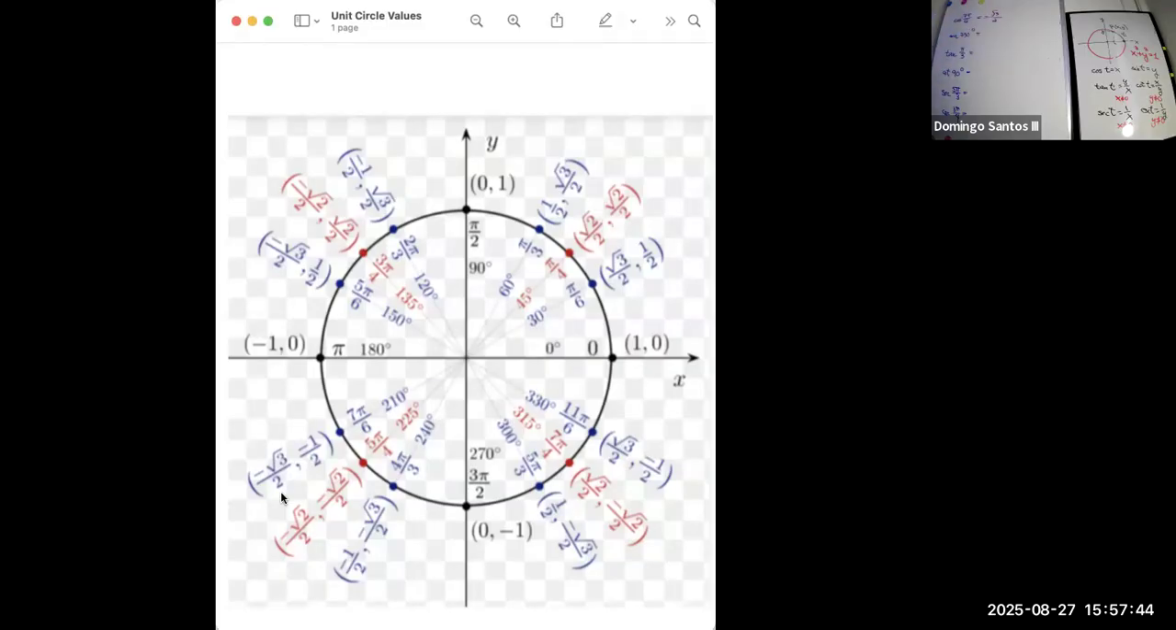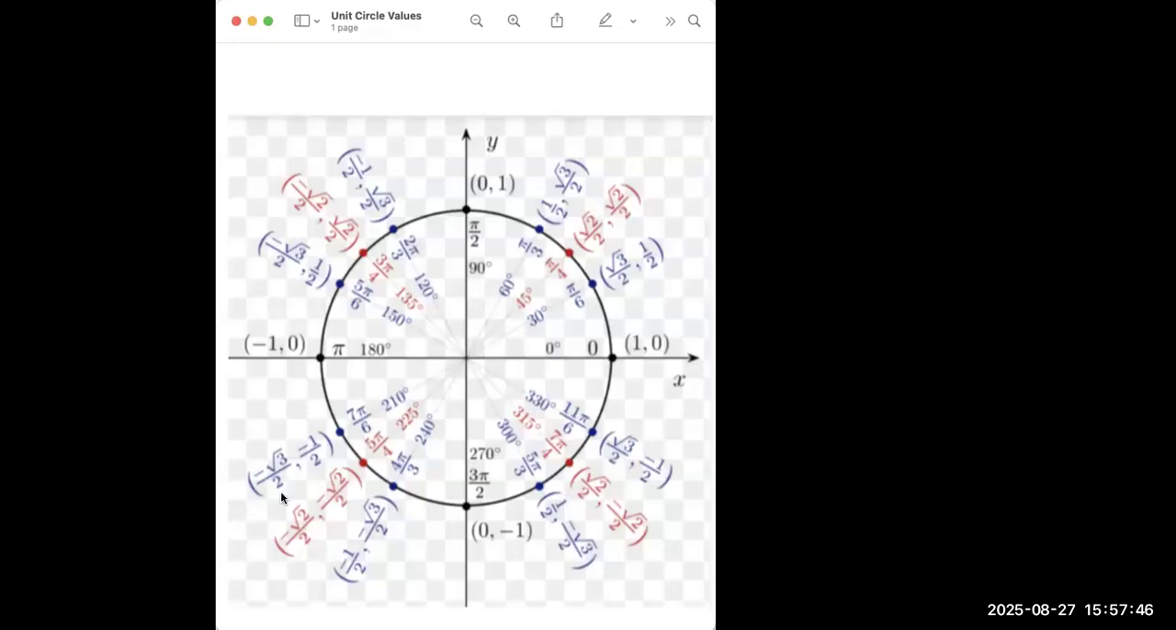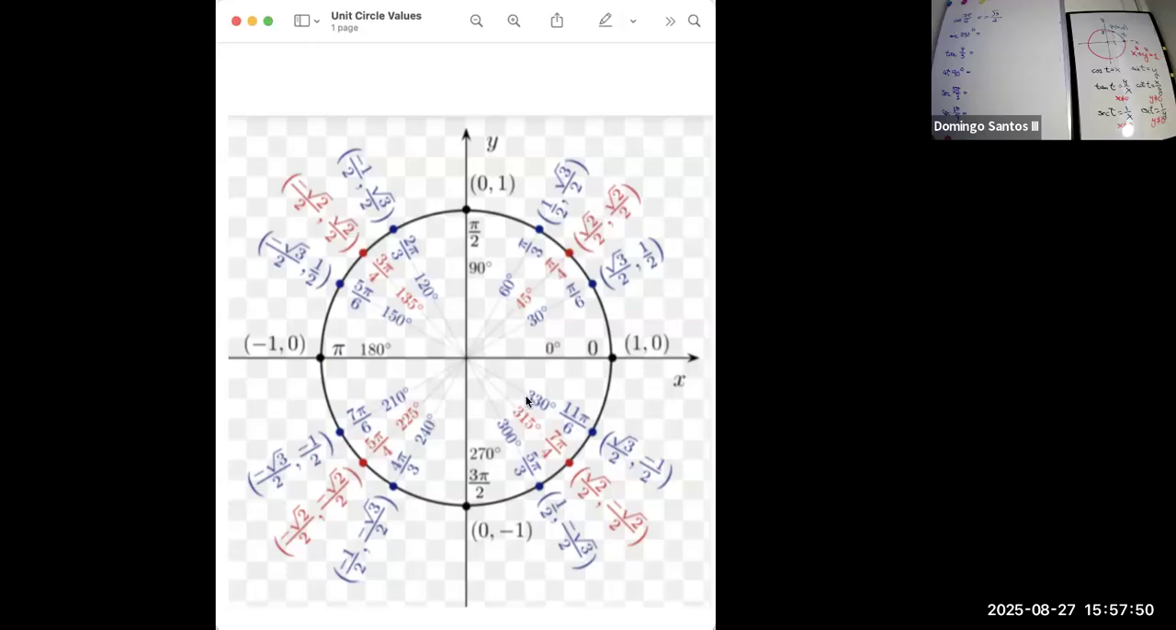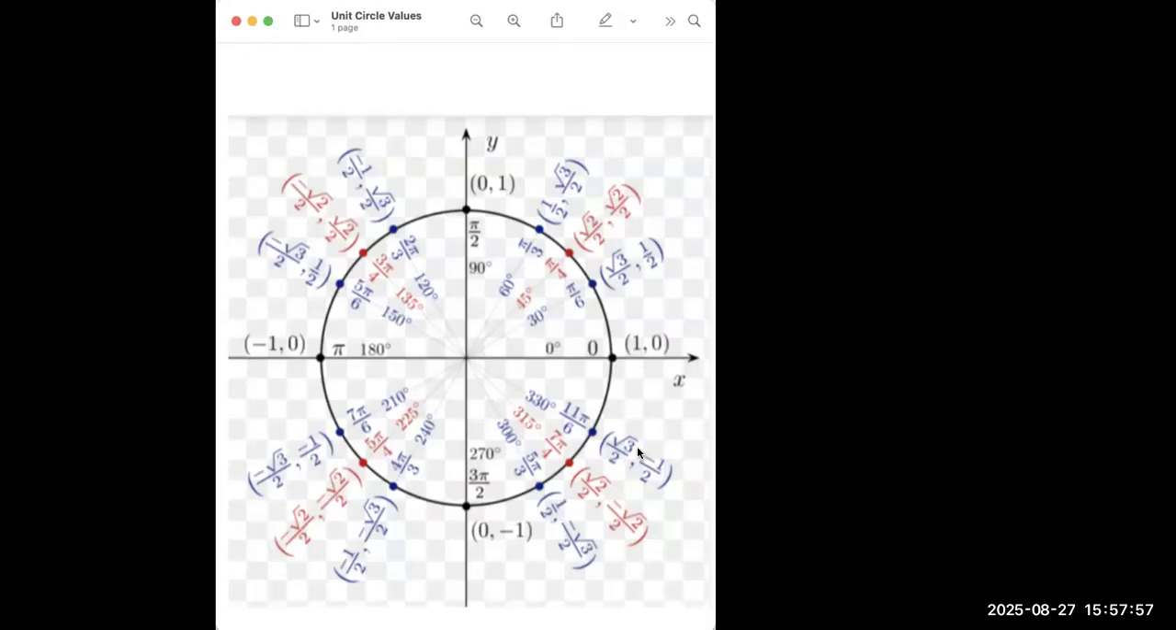Very good. Sine 330 degrees, Jawan. It's going to be negative 1/2. Very good. 330 degrees is this one, and sine will be the y value. So that's negative 1/2. Good job.